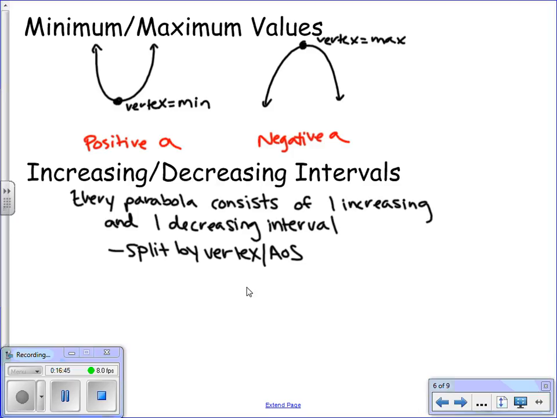So for example, I could have a parabola like this. Here's my vertex. Here's my axis of symmetry. I'm increasing on the right side of the parabola, and I'm decreasing on the left side of the parabola. If I turn that so that I have a maximum, the increasing and decreasing will switch sides. I'll be increasing on the left and decreasing on the right.